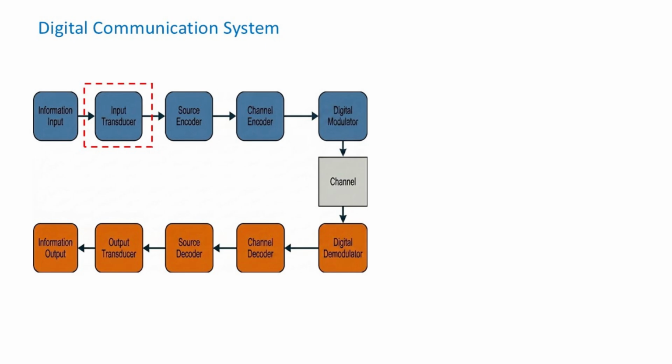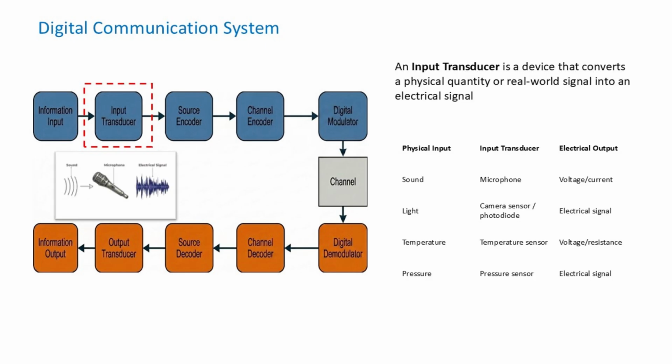Next is the input transducer. This is a device that converts a real-world physical signal into an electrical signal that can be processed by the system. In other words, it acts as the interface between the physical world and the electronic communication system. For example, a microphone converts sound, voice, into an electrical signal, while a camera converts light into an electrical signal.